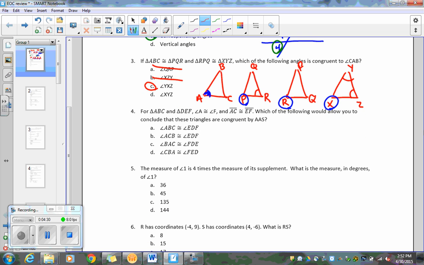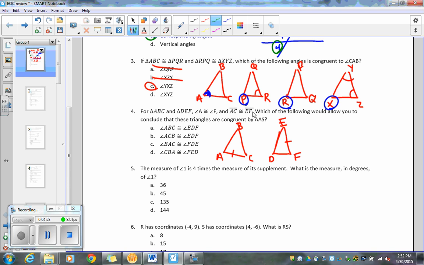All right, for another triangle, as you can tell, you are going to be doing a lot of drawing here. Remember, draw a triangle, label it starting at the lower left-hand side, and swing around clockwise. All right, it says AC, which is right here, is congruent to EF, which is right here.